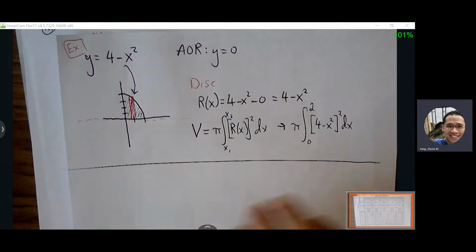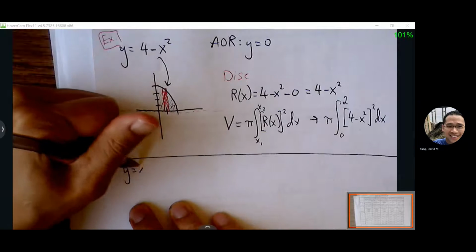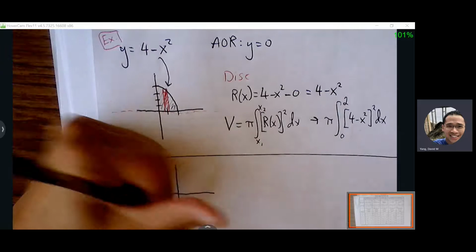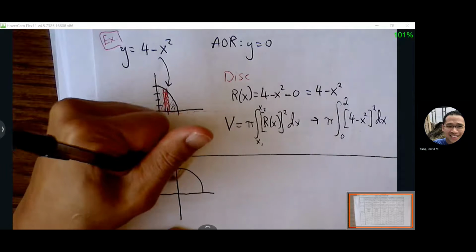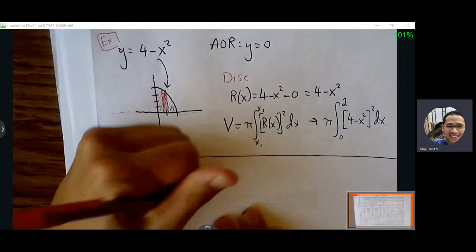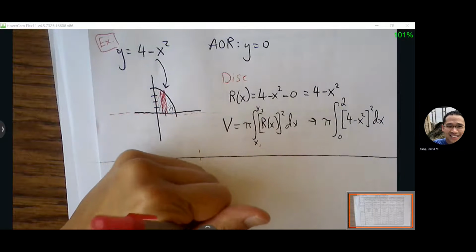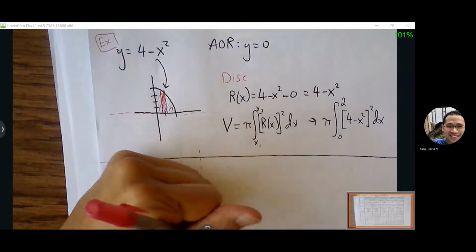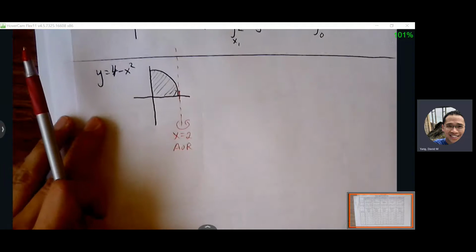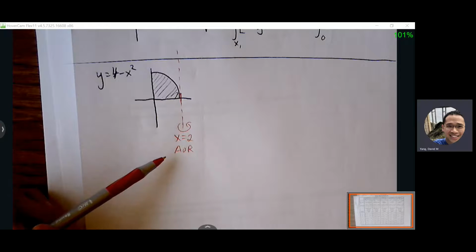Okay, so that's one thing I want to review. Let's look at this scenario here. Same curve, but now, let's say we're rotating around a different line. Let's say we're rotating around x equals 2. All right, disk or washer method here? What do you guys think?